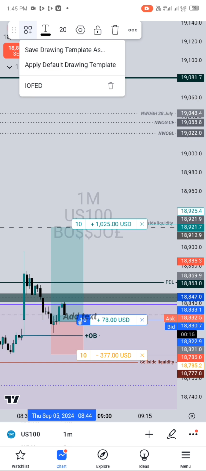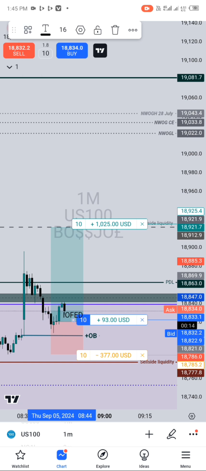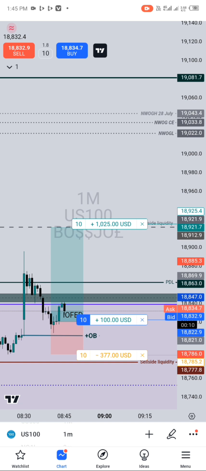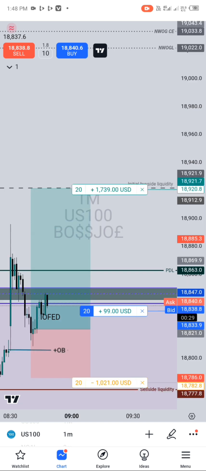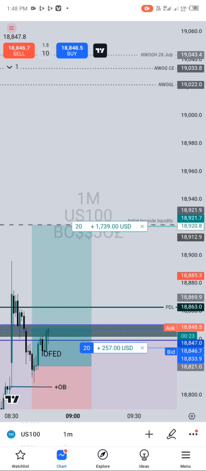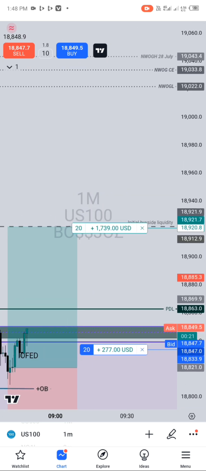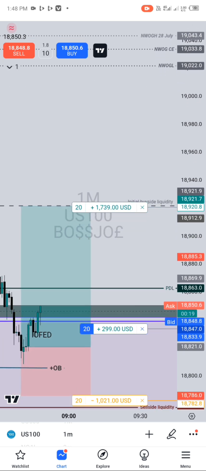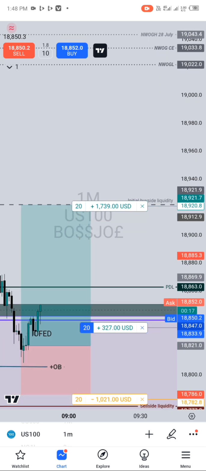So I was in this trade looking at each reaction at the fair value gap. Why I wrote that IOFED, it stands for Institutional Order Flow Entry Drill. I wanted an immediate spike after it has entered that fair value gap, but that didn't come to fruition. I just ignore it. I say, okay, since it's pushing price to the upside, I'm still on the right side.